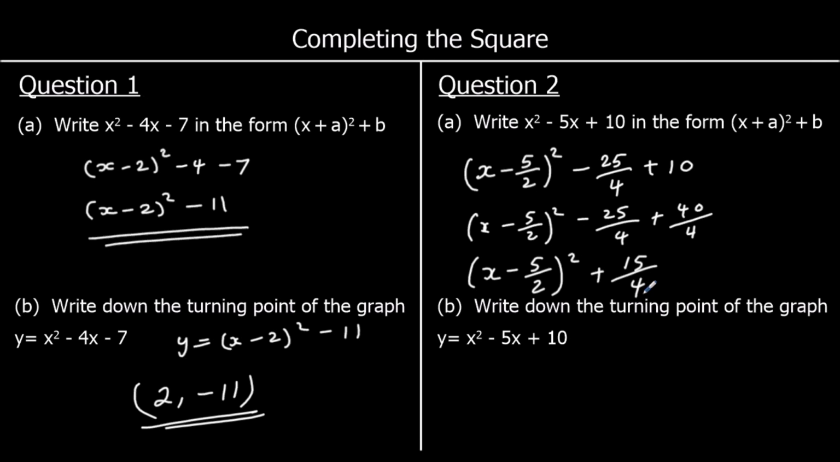And write down the turning point. So if y is equal to (x minus 5/2) squared plus 15/4, the smallest thing we can possibly get is when the bracket equals 0. So x must be 5/2, and if x is 5/2, y is 15/4.